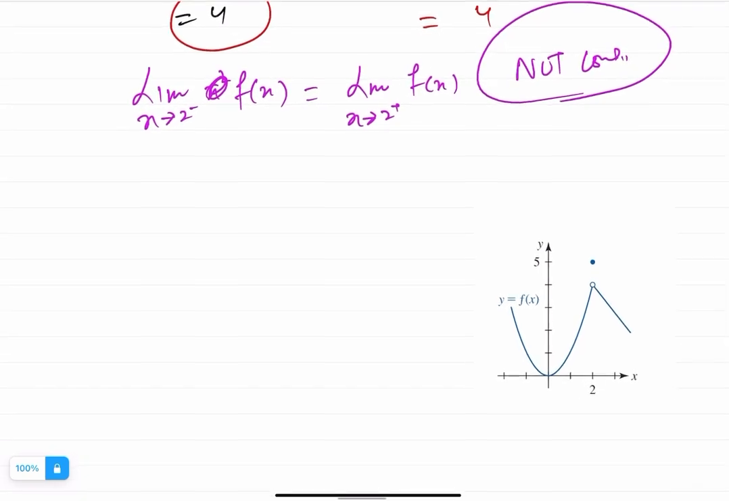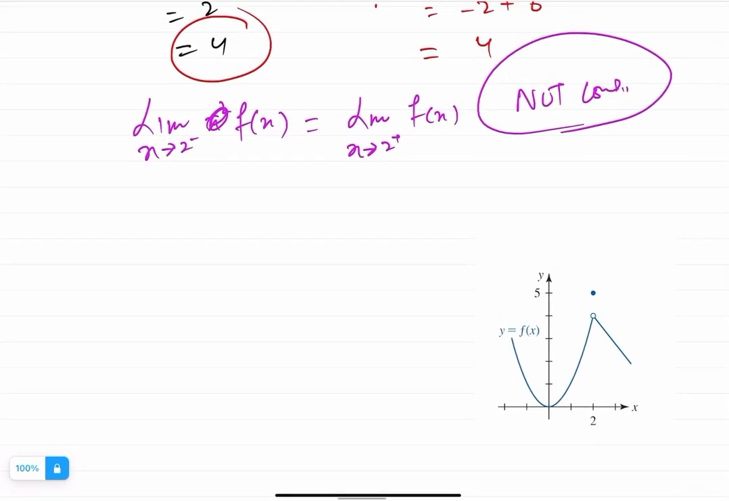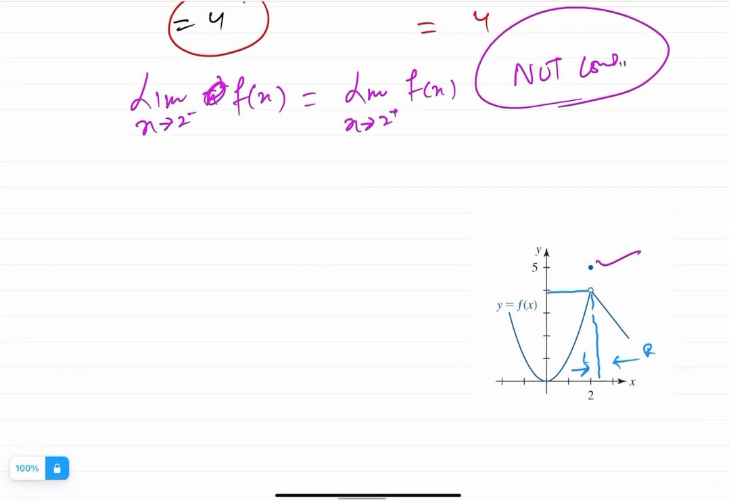You can check even in the graph. Here the function is not continuous because the function is defined for f of 2, and it has a limit, left hand limit and right hand limit. They are equal, but the problem is that the value that you get from the limit and the value that you get from the function are not equal, so this function is a discontinuous function.